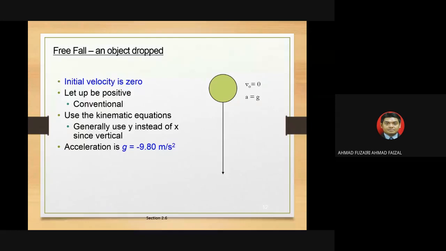For object drop, initial velocity is zero, so v naught here is initial velocity. Let up be positive, down will be negative. Generally, we use y instead of x since free fall moves in the vertical direction. The gravitational acceleration is g equal to negative 9.8 meter per second square as g is directed downward.